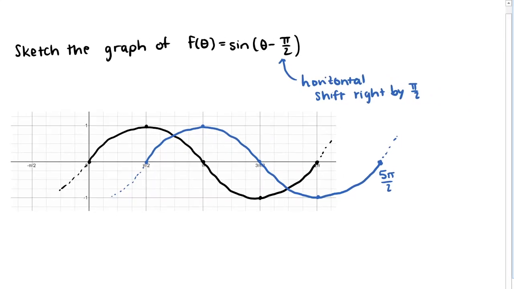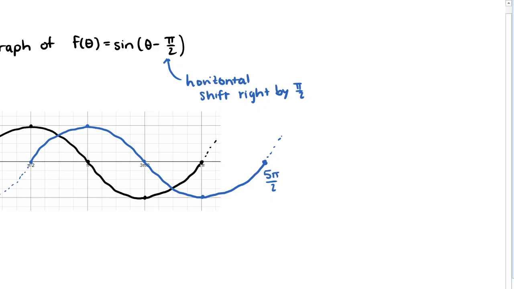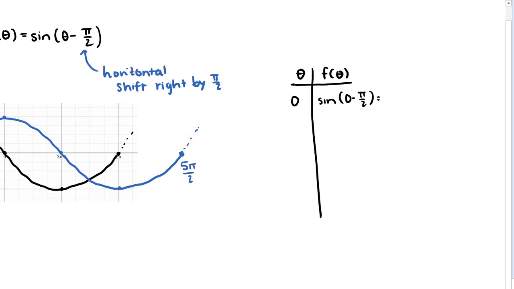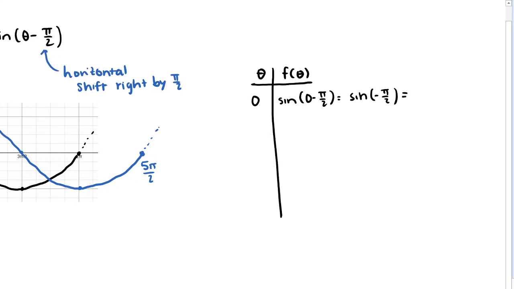And maybe to convince us, just this once, let's go ahead and make a table for it. So here, if I have a table where I have input values of theta and output values f of theta, if I plug in 0 into this function, then I'm computing sine of 0 minus pi over 2. I'm computing sine of negative pi over 2. And negative pi over 2 takes us clockwise around our coordinate plane all the way to the bottom part of the y-axis. So this brings us to, on the unit circle, a y value of negative 1.